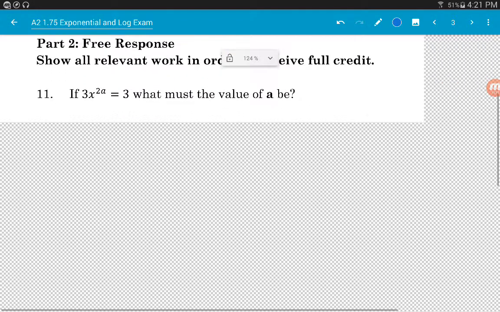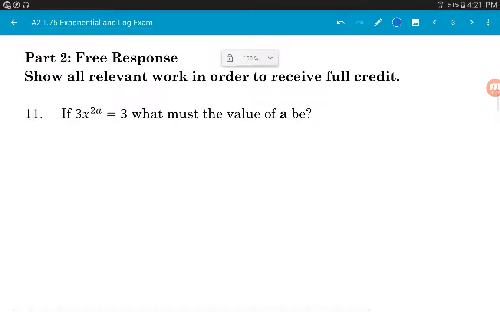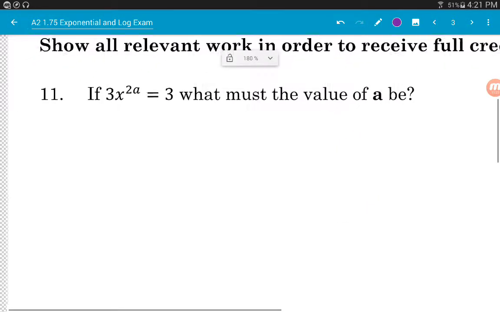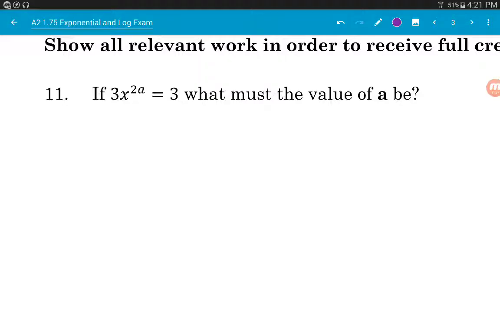Now let's move on to the free response. The goal is to solve for the value of a, right? So I'm not sure, it seems like there's an x and an a in here, so let me just do what I know I can do. I know I can divide both sides by 3. That's not a problem. X raised to the 2a is equal to 1.